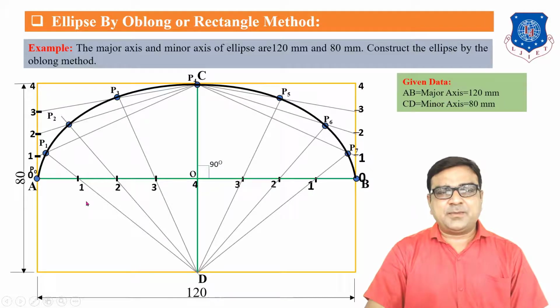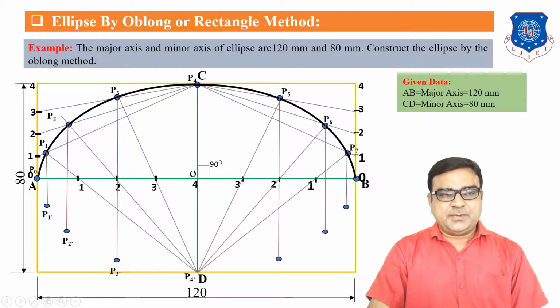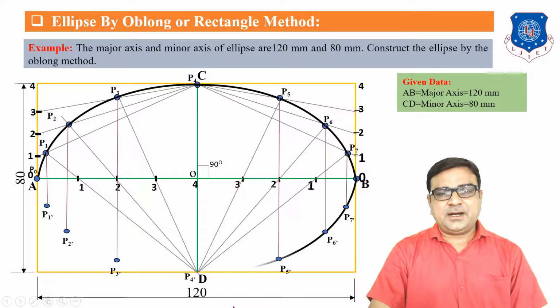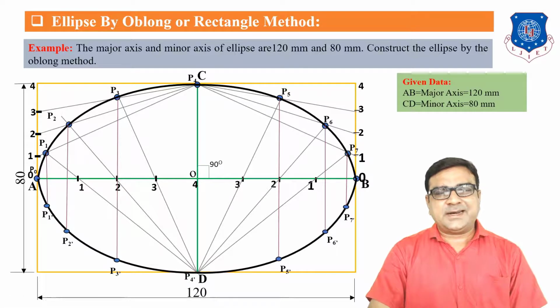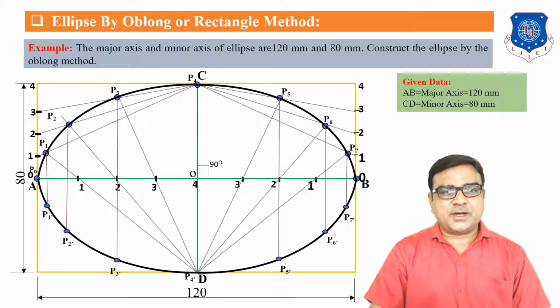You can complete it by applying the same method here, or the symmetrical method. Here the distance of P1 from the horizontal line is exactly equal to the distance of its mirror point from the horizontal line, because the ellipse is symmetrical about the horizontal axis. So obtain P1 dash, P2 dash, P3 dash, P4 dash, P5, P6, P7, P8 and trace out all the points to complete the profile of the ellipse.